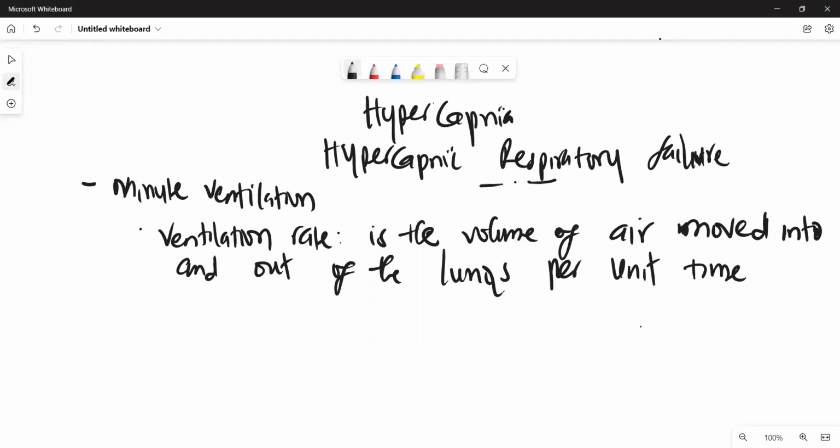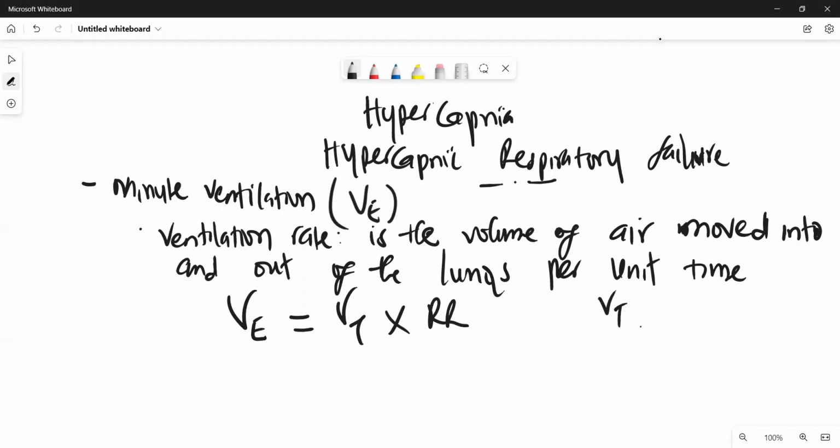And the formula that we use for minute ventilation is represented by VE. So whenever you see me writing VE, it means minute ventilation. Minute ventilation is going to be our tidal volume multiplied by the respiratory rate, right? So the VT there will be our tidal volume, and of course, RR will be the respiratory rate. So that will be our minute ventilation.